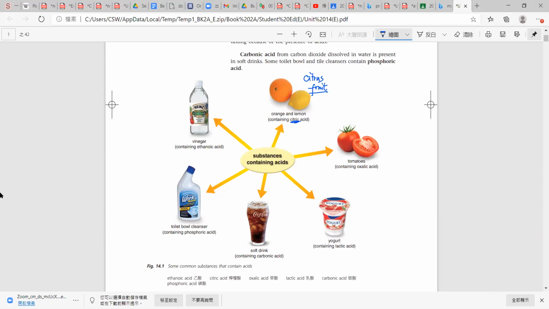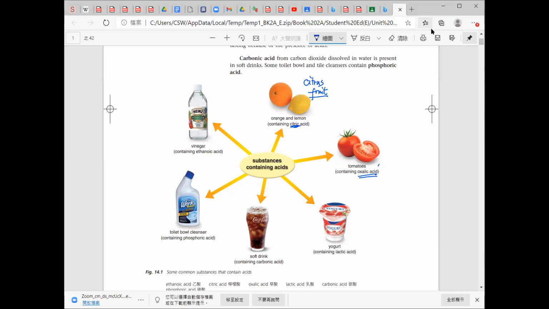And you may find tomatoes contain oxalic acid. Similarly, can you give me one example of a vegetable which contains oxalic acid? Could you please quote another example? Bok choy, spinach. Yeah, spinach. It is also a vegetable containing lots of oxalic acid.